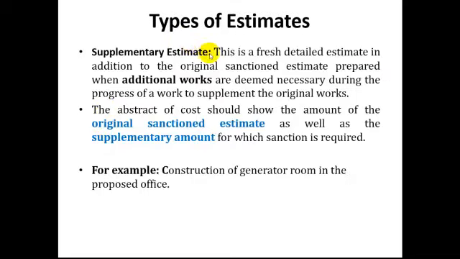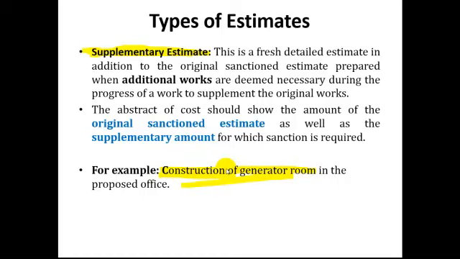Then the supplementary estimate. This is a fresh detailed estimate, in addition to the original sanctioned estimate, prepared when additional works are deemed necessary during the progress of a work to supplement the original works. For example, construction of a generator room. In the previous estimate, there was no provision for the construction of a generator room.